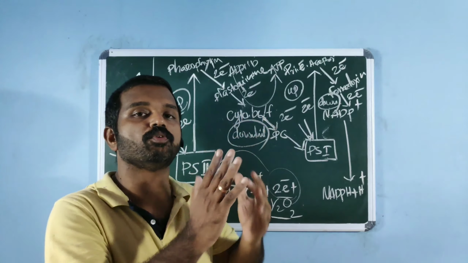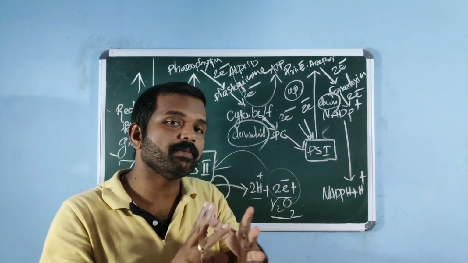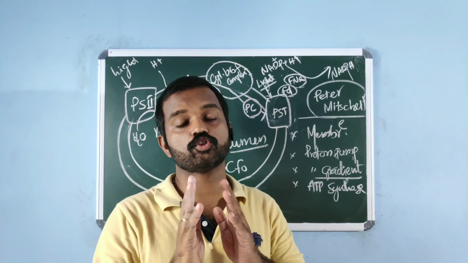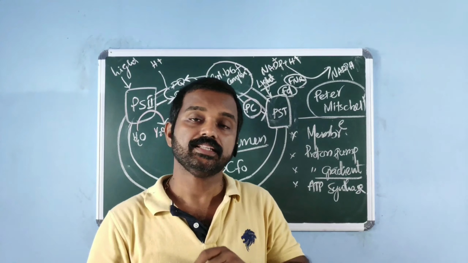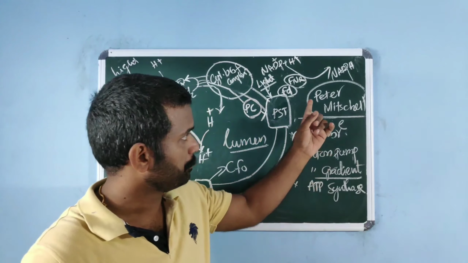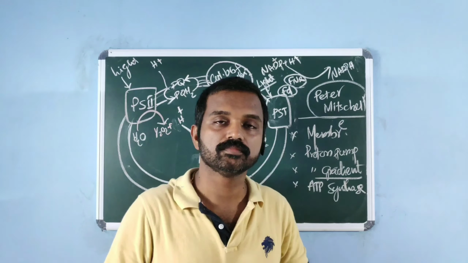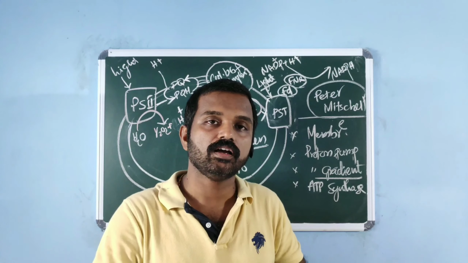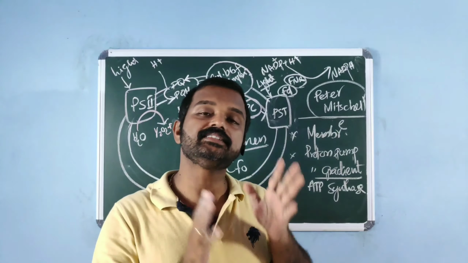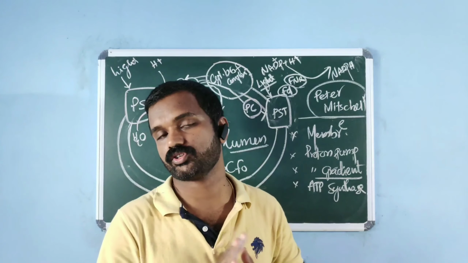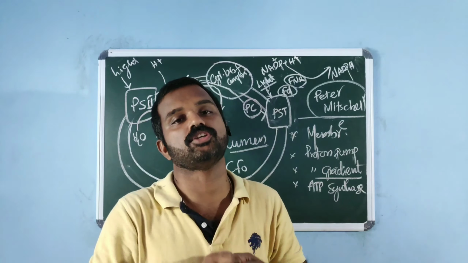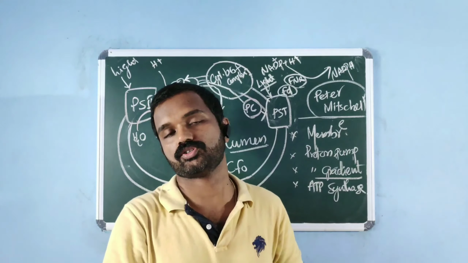The mechanism of ATP synthesis during this electron transport is explained by the chemiosmotic hypothesis. This hypothesis was proposed by Peter Mitchell. According to this hypothesis, a proton gradient is necessary for ATP synthesis. That is, the breakdown of the proton gradient gives energy for ATP synthesis.